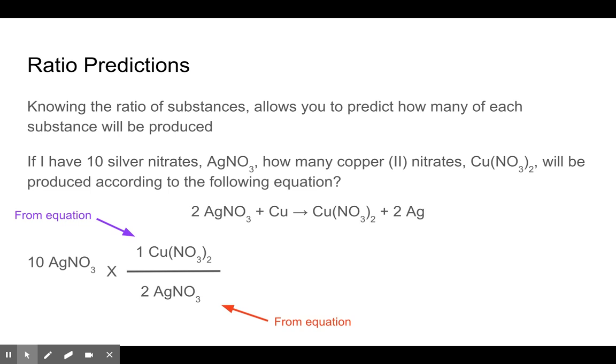So to solve this, I just multiply these fractions together. And what's going to happen is the silver nitrate units are actually going to cancel out. So I basically get 10 times 1/2, which equals 5. And that tells me that I'm going to produce 5 copper nitrate units.